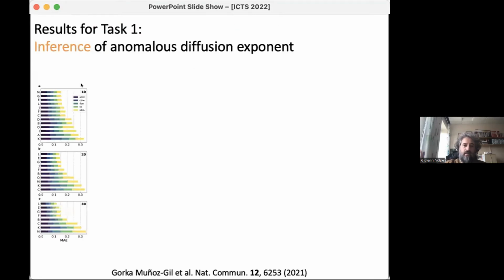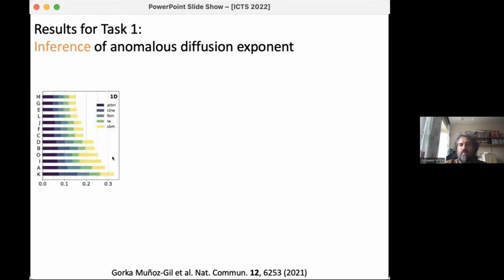Now, let's see the results. So this is task 1. I'm not going too much into the details. You see that we have results. These letters correspond to the various teams. And here we have 1D, 2D, and 3D. Let's focus on the 1D case. The results are qualitatively similar for the 3 cases.